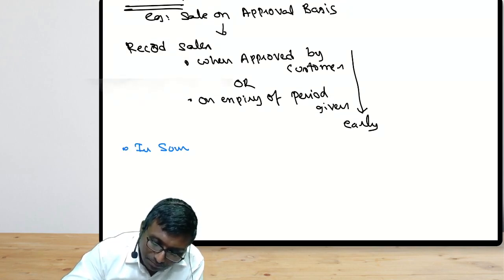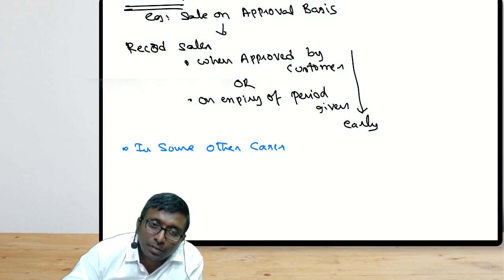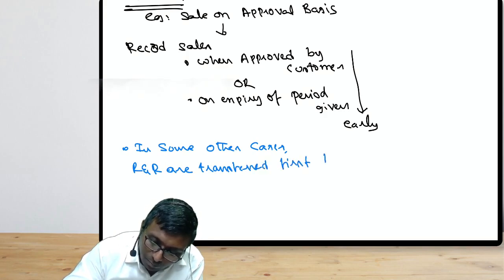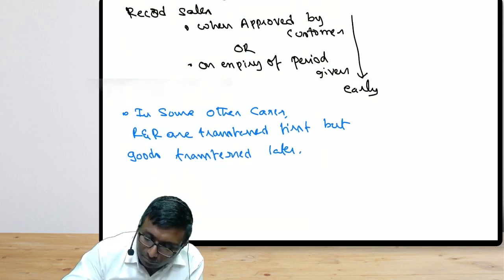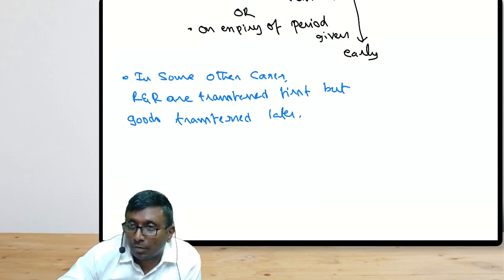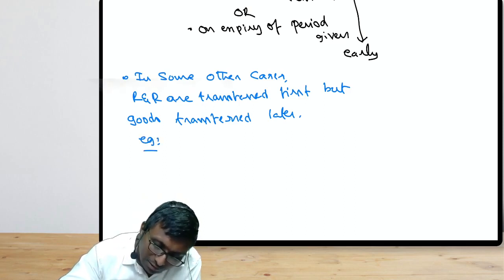In some other cases, what happens? R&R, risks and rewards, are transferred first, but goods are transferred later. Does that also happen, sir? Yes. Without goods, first the risks will go. Risk will go first, goods will follow later. Yes, very much possible.